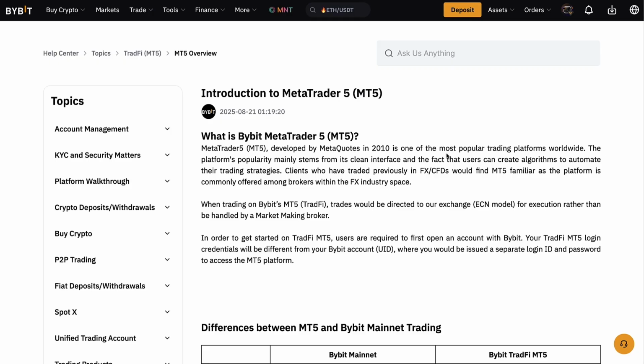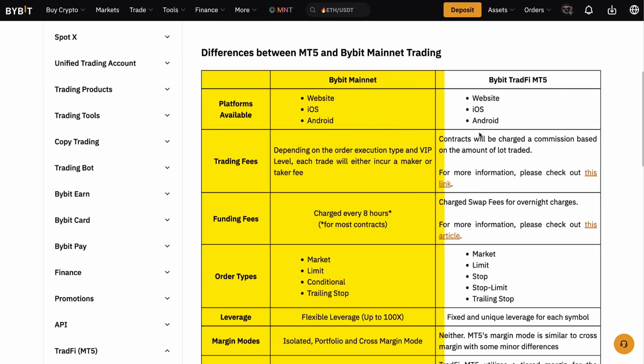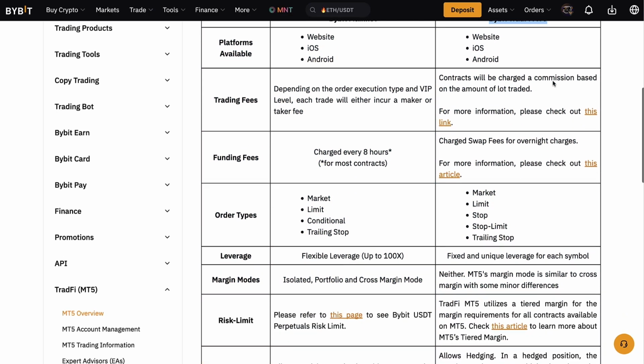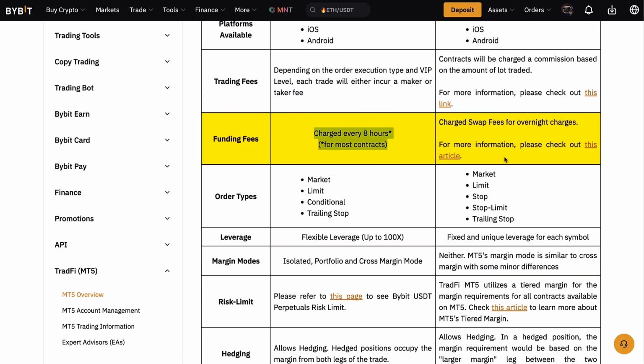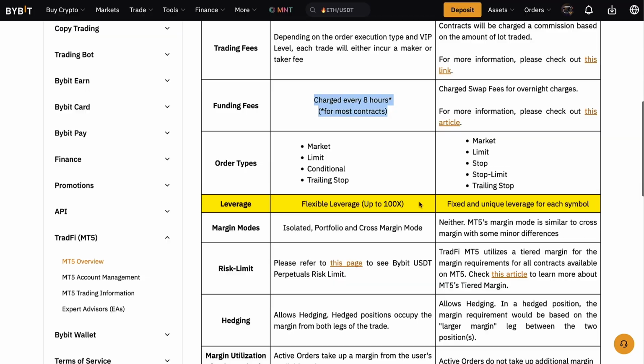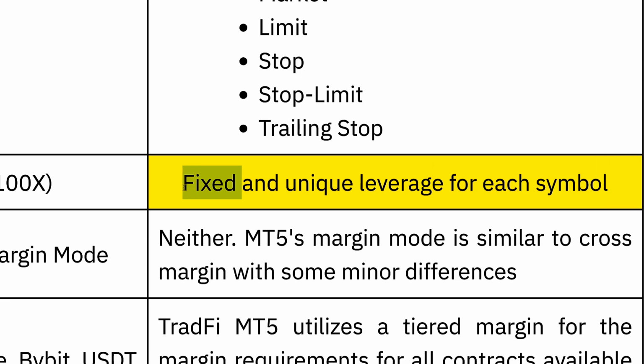You may find this page also helpful, Introduction to MetaTrader 5, and here it gives a side-by-side comparison between Bybit mainnet, where you are trading crypto, Bitcoin and other ones, and then the Bybit TradFi, where you are trading Forex, gold and the other ones. For example, the fee structure is explained here. The leverage is different because on crypto you can choose a flexible leverage. Meanwhile, with TradFi, there is a fixed leverage for each trading pair.